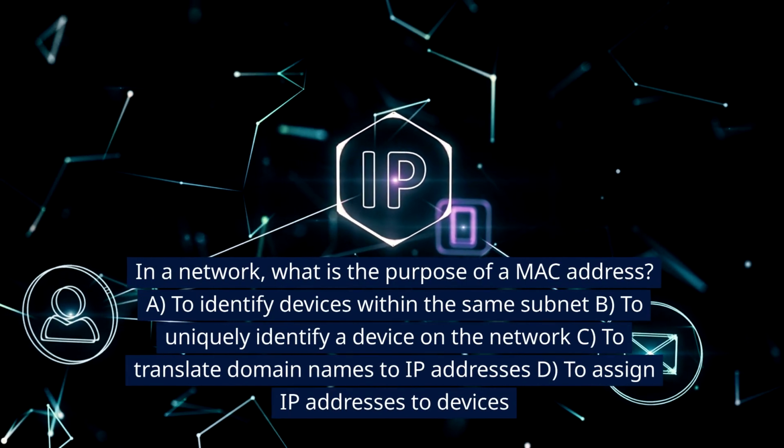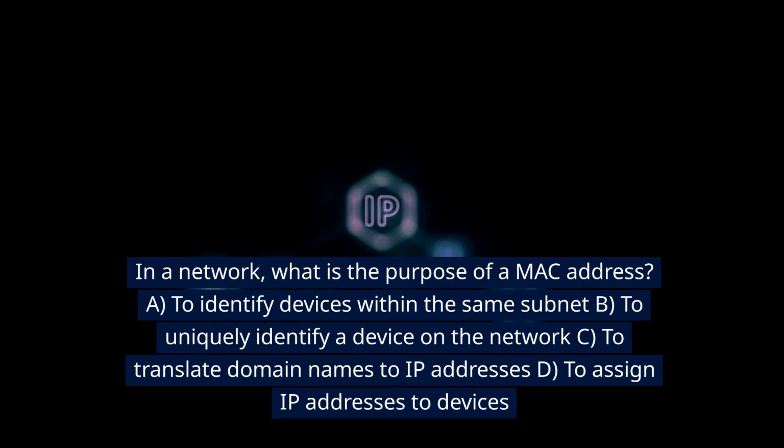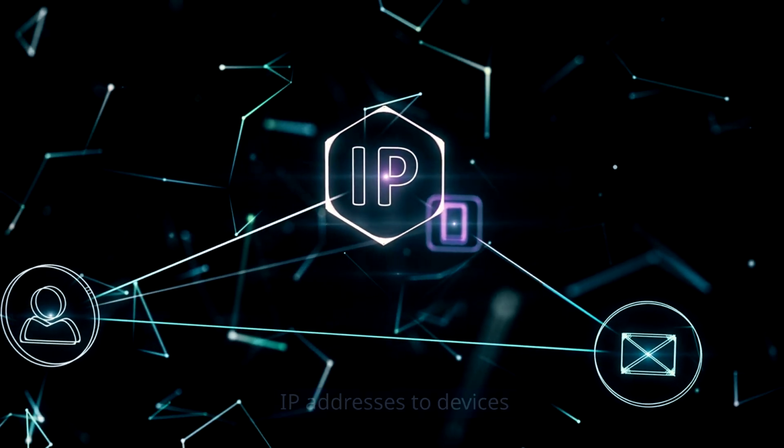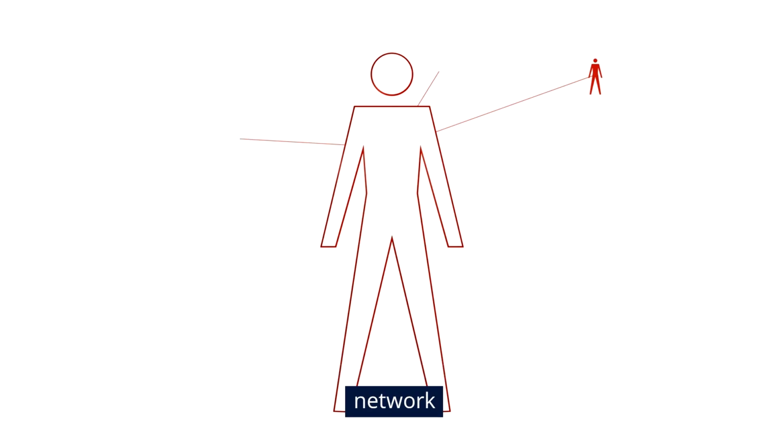A. To identify devices within the same subnet. B. To uniquely identify a device on the network. C. To translate domain names to IP addresses. D. To assign IP addresses to devices. Answer: B. To uniquely identify a device on the network.